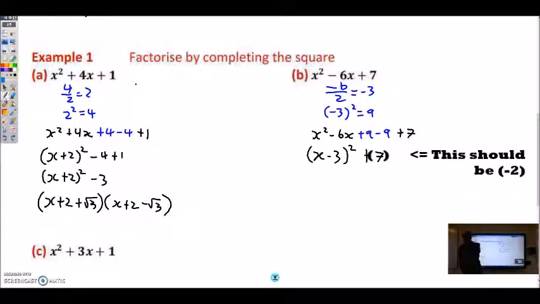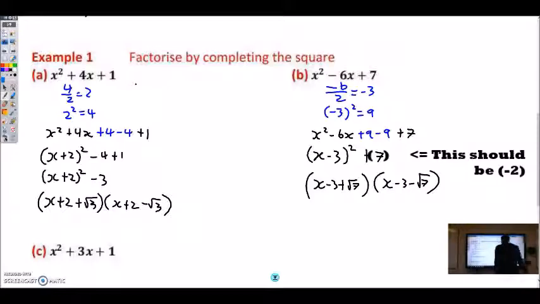Continuing on, we're going to use our DOPS. So the square root of x minus 3 squared is x minus 3. Then we're going to add the square root of 7. And our second term is x minus 3 minus the square root of 7.